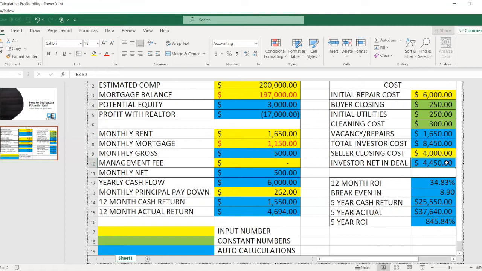You want to know what your break-even ratio is. I don't want to take a property that's going to take me 2 or 3 years to break even. I want a property that gets my money back as soon as possible, so I can use my money elsewhere to go buy other properties.